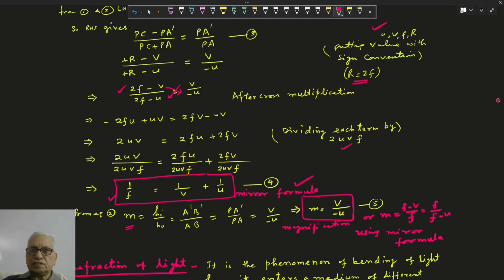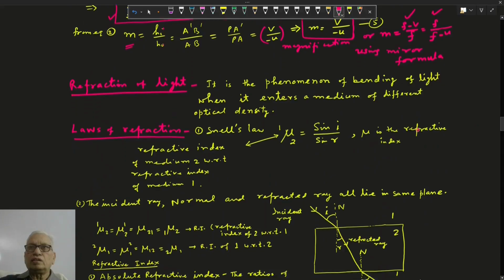Linear magnification: height of the image upon height of the object, A'B' upon AB, A'B' upon PA. With the sign convention, the magnification formula comes here as V upon minus U. It can be written this way also, in terms of focal length and V image distance, in terms of focal length and object distance. And now refraction.